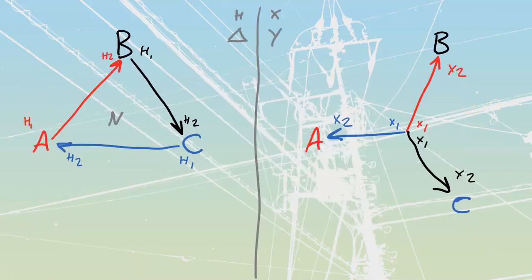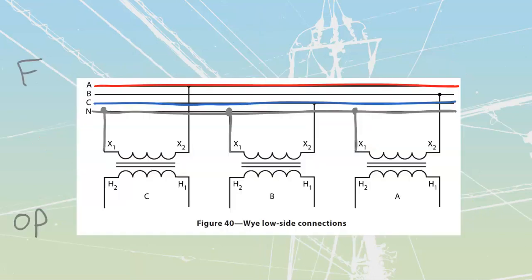Then I'm going to take a look at where my X2s go. And this is where it gets really kind of funky. If I take a look at line A, it gets X2 from C. So I'm going to go back down here. I'm going to take a look at line A over here, and it is going to get X2 from my C phase transformer over here.